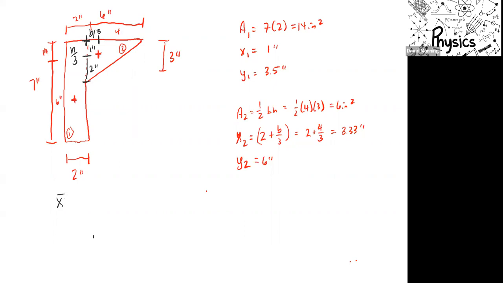X bar equals 14 times 1 plus 6 times 3.33 over 14 plus 6. X bar equals 17. That can't be right. What did I do? 1.7. 1.7 inches. So somewhere over here is x bar.